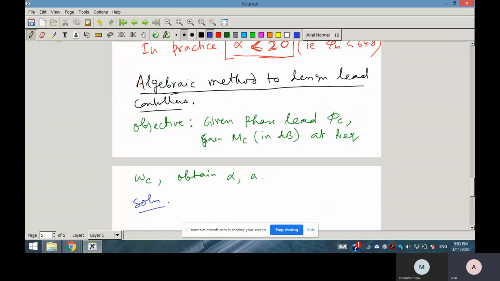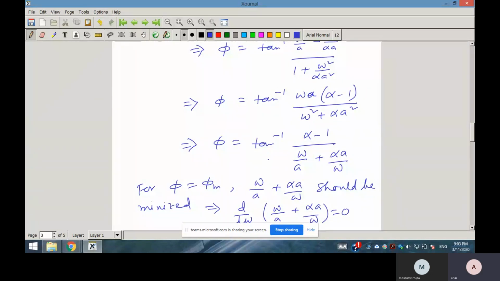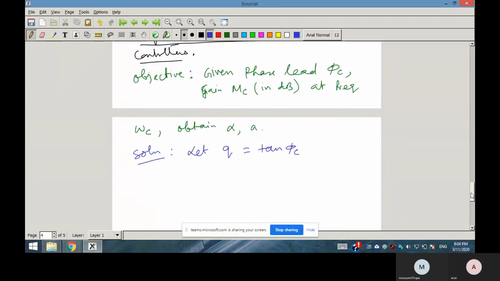So now what is the solution? This method is very important, the algebraic method. So let Q equal tan of phi c. Phi c we have already obtained. So tan of phi c is omega into A into alpha minus 1 divided by omega square plus alpha square.